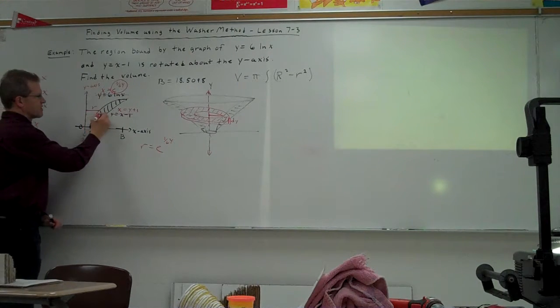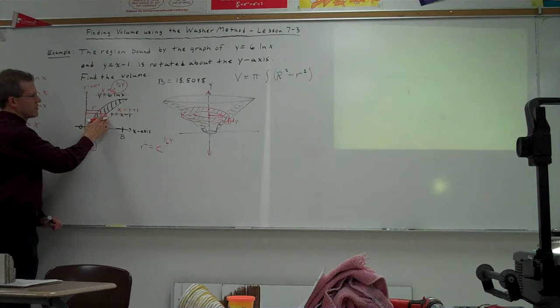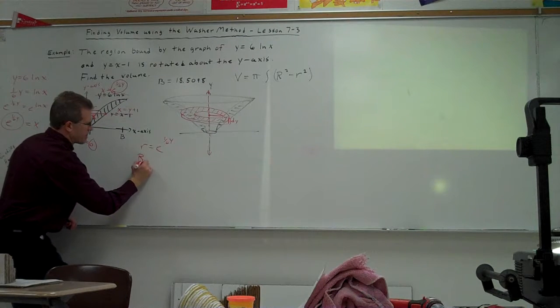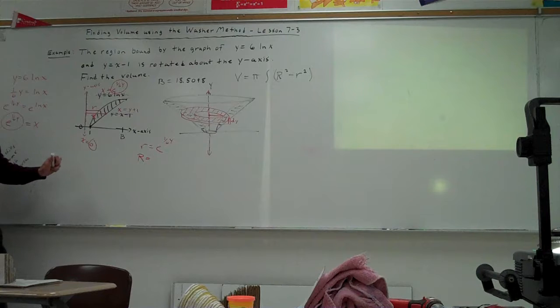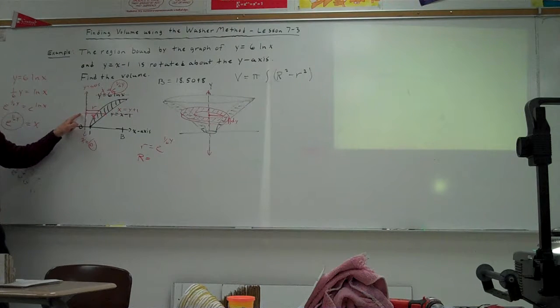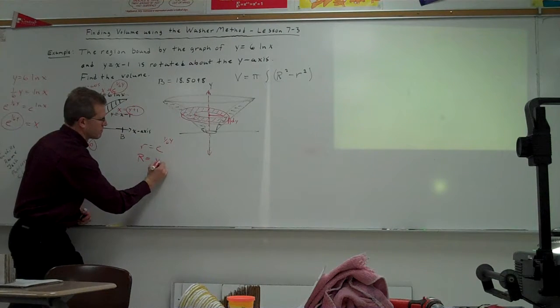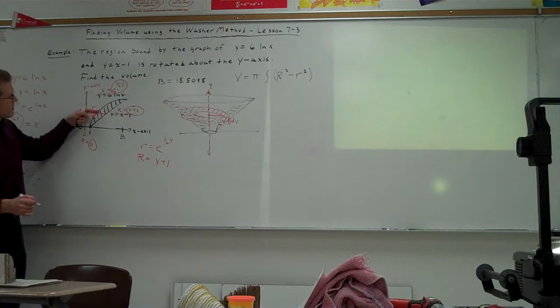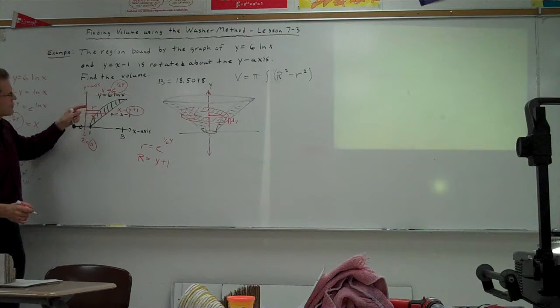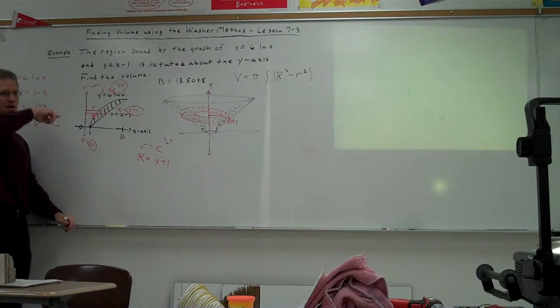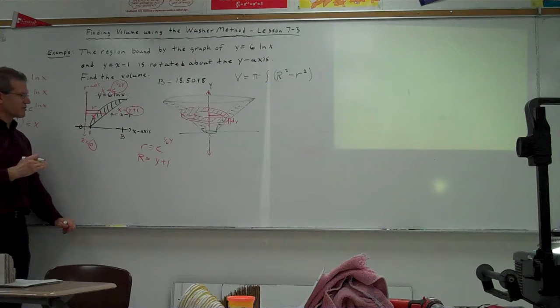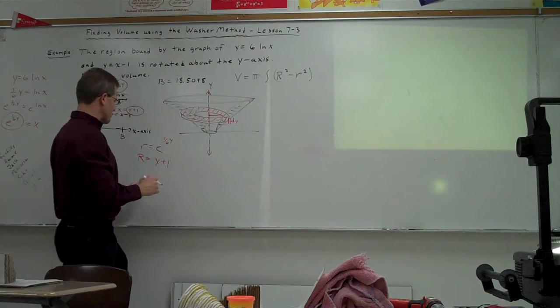To get my big radius, I want to go from the axis of rotation to the furthest curve. That's going to be my big radius. So what would I subtract to get my big radius here? y plus 1 minus 0. Right, y plus 1 minus 0, which would just be y plus 1. So when the radius runs sideways, right curve minus left curve. If our radius ran up and down, then it'd be top curve minus bottom curve.